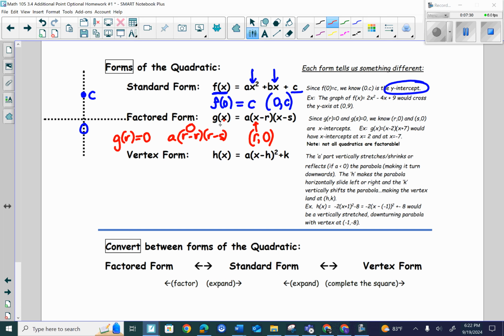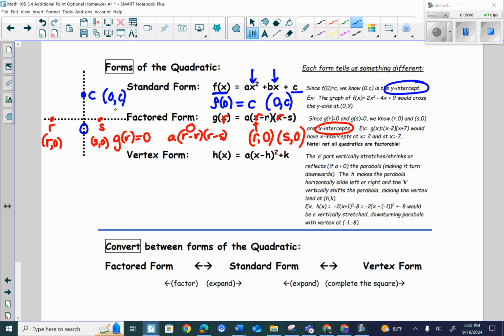If I put r in for x, out comes 0. So that's why this form gives us the x-intercepts. By the way, same reasoning if I put s in. So I'm just going to write r over there, maybe s over here. You can see that those are (r, 0) and (s, 0). And the y-intercept is (0, c).